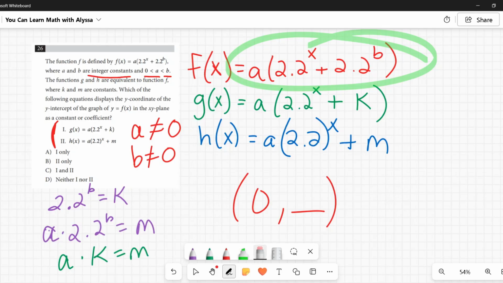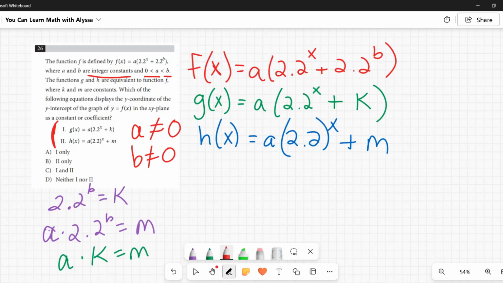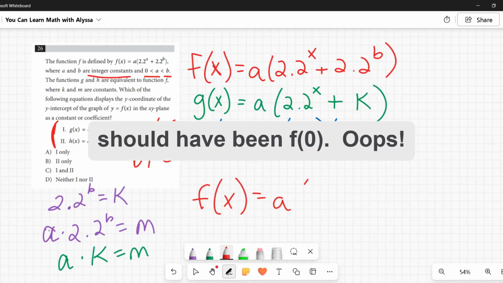All right, so let's do that. Let me plug in 0. All right, so f of x equals a times 2.2 to the power of 0 plus 2.2 to the power of b. Okay.